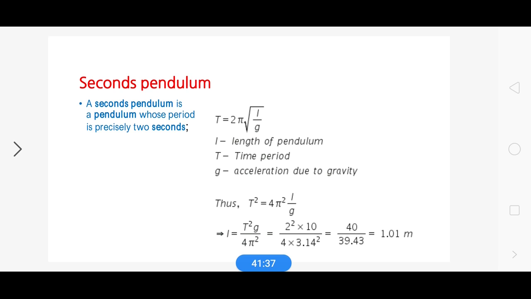So if we substitute 9.8 meter per second square, then we get the value approximately 0.99 something meters. Here we are taking g as 10 meter per second square, so we are getting 1.01 meter here. So this is the seconds pendulum.